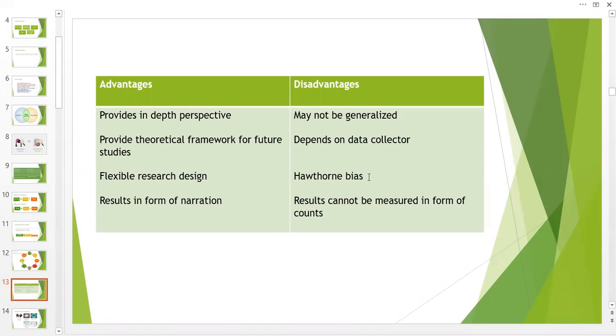And the other disadvantage is Hawthorne bias. The participants change their behavior when they notice that they are being observed, and results cannot be measured in form of counts in qualitative research.